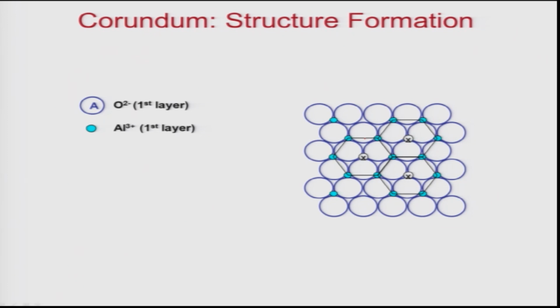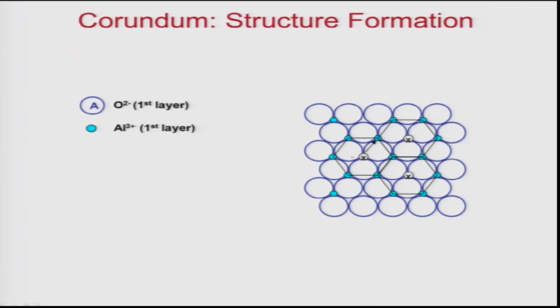Then of course, all of them are not filled. You can see that every third octahedral void is empty. So, if you look at this row for example, first two are filled, third one is empty. Similarly, here before the two, third one is empty. So, this goes on in every row.